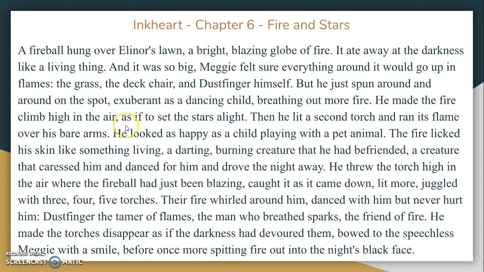But look at this here. He looked as happy as a child playing with a pet animal. That is what? If I pause, you tell me what it is. If you said simile, you are correct. The fire licked his skin like something living. Pause again. What is that? Yes, personification. So read it carefully and start looking for similes and personification. And that is how the person takes their time to describe.